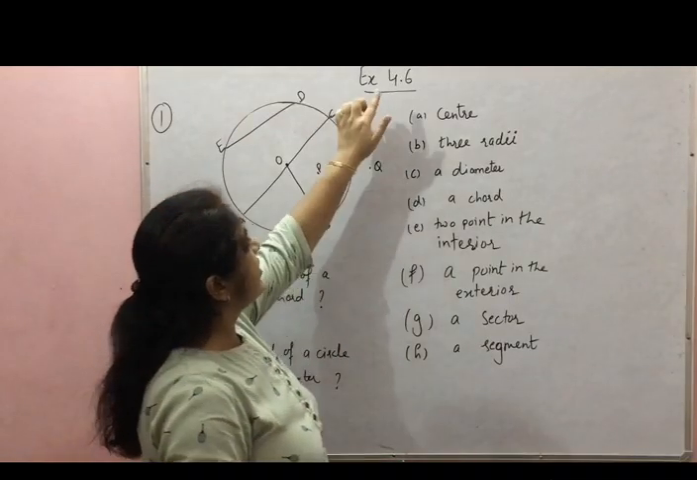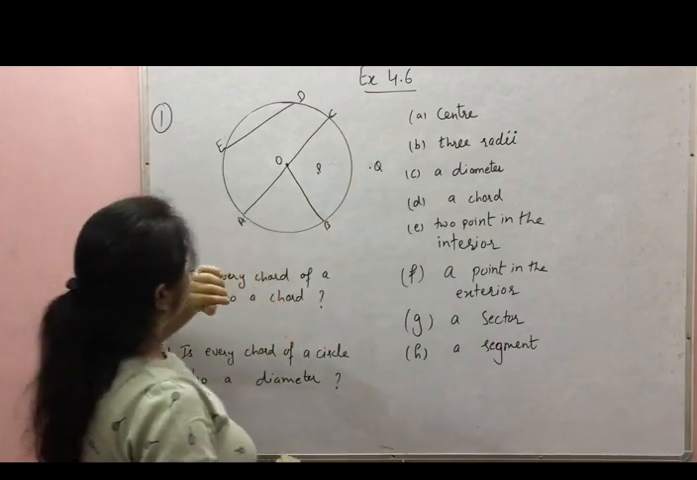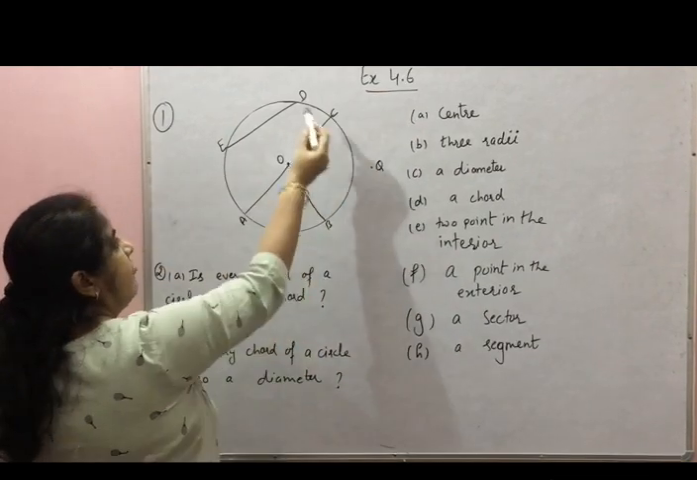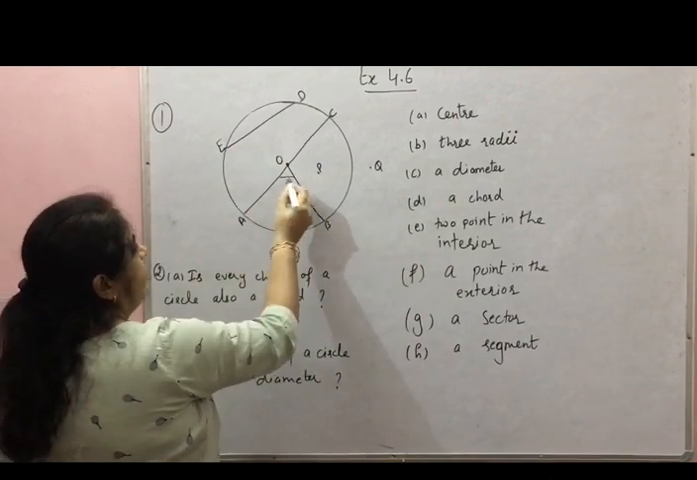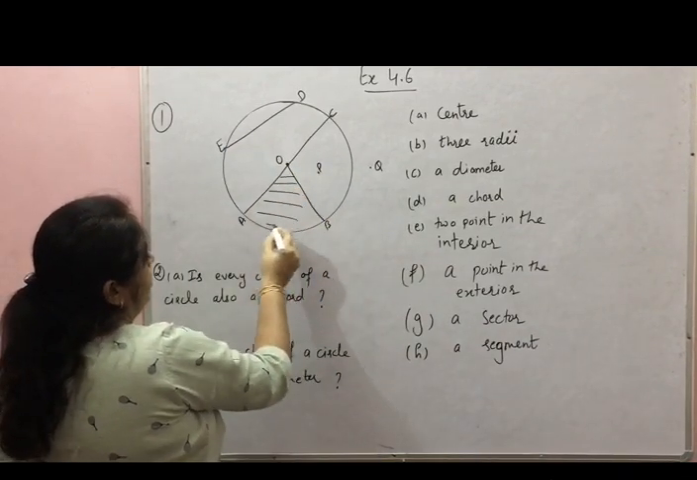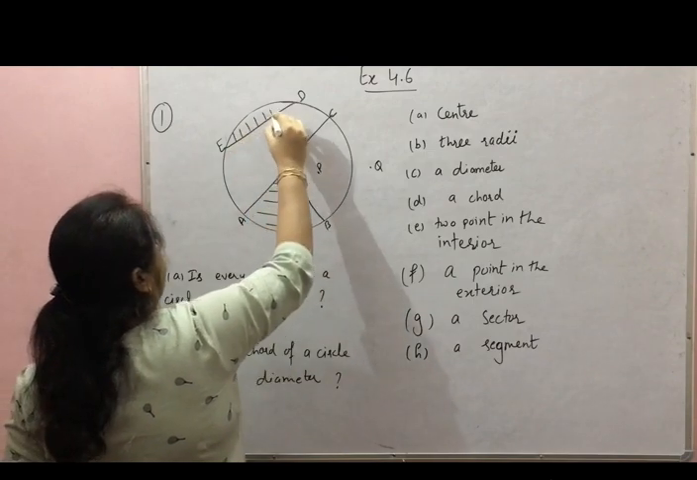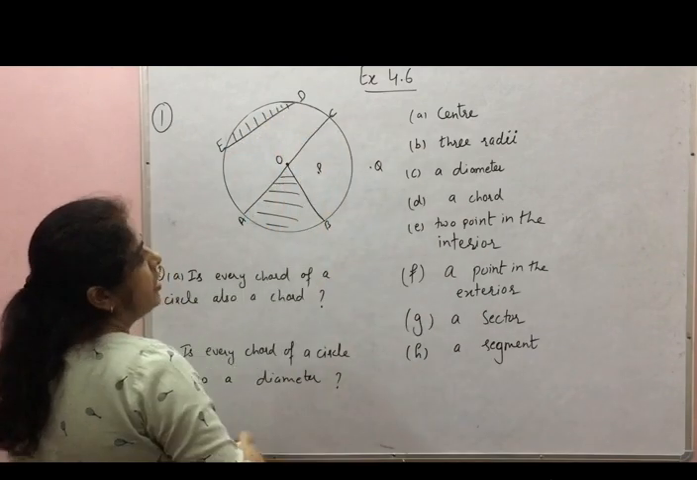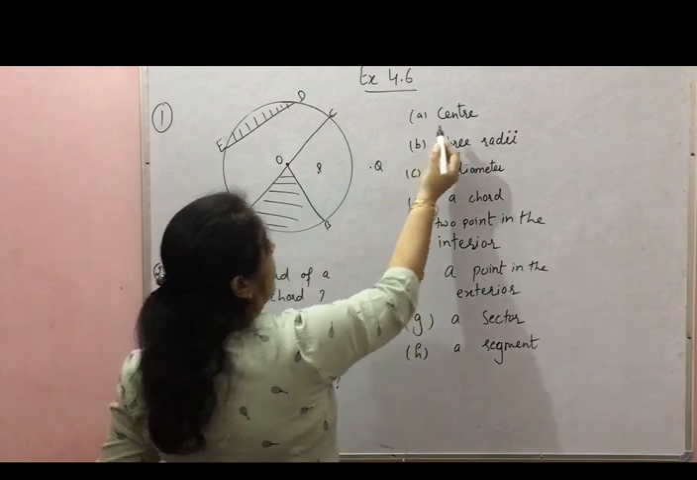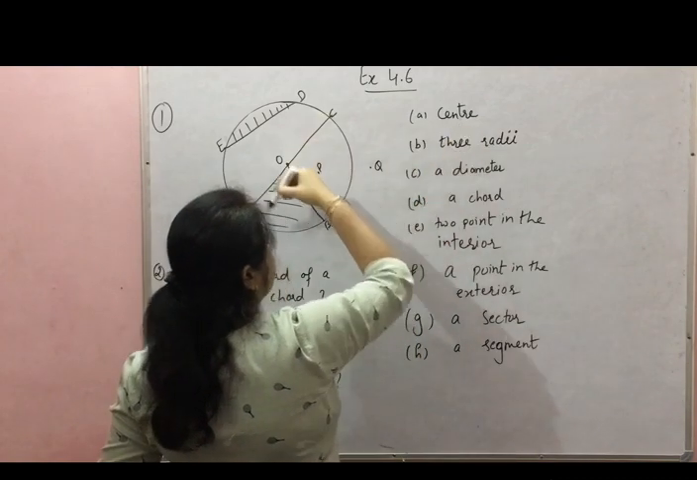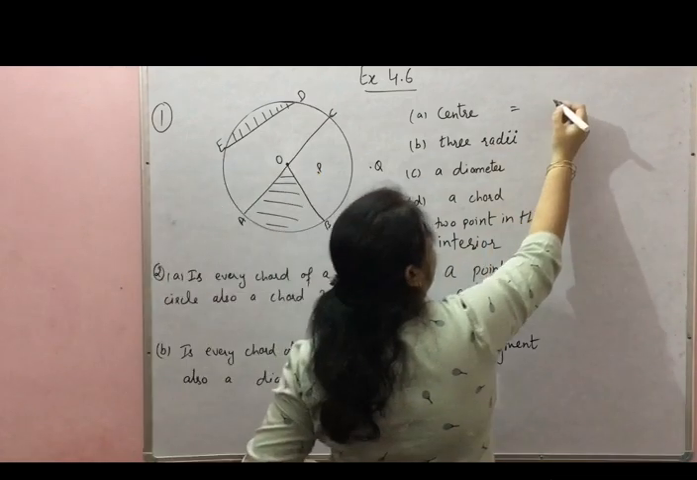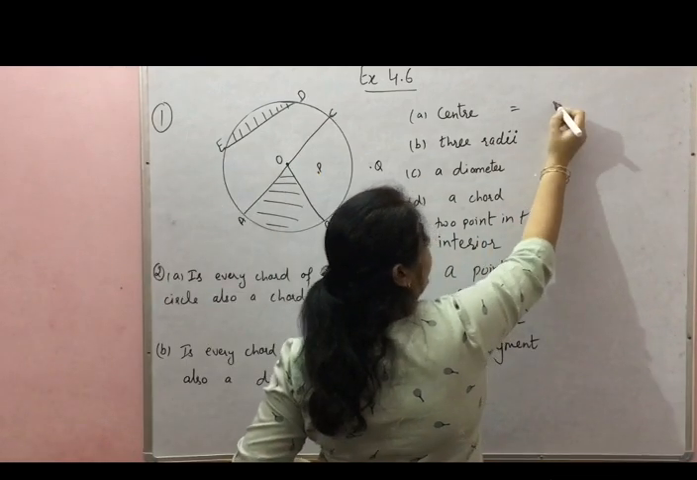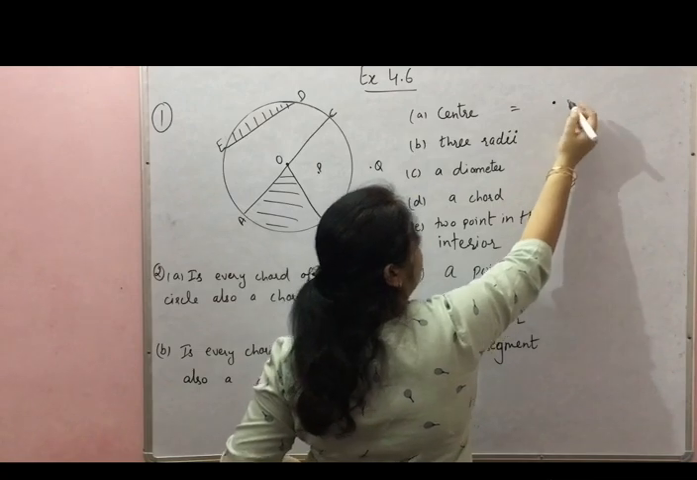Now we are going to start exercise 4.6. Question number 1. You have been given this circle, points are mentioned, and this portion is shaded. You can see your book. Now we have to name all these. The first part is, from this figure, name the center. What is the center here? O. You have to mention this point.